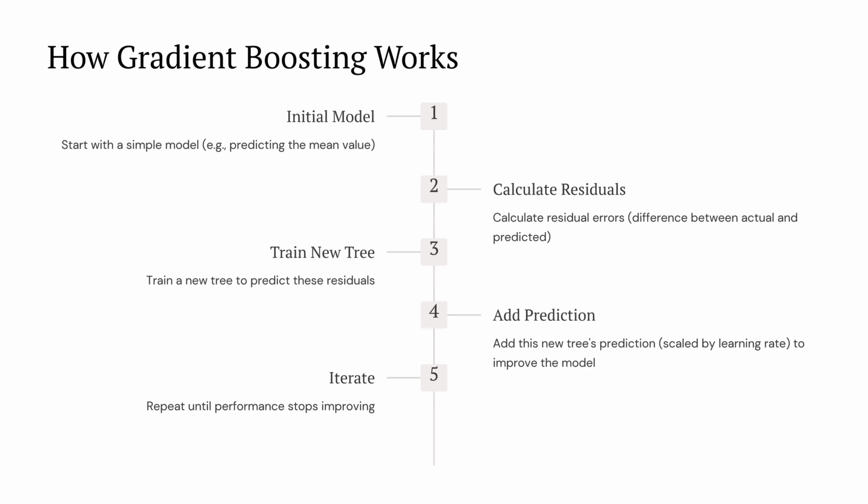Gradient boosting starts with a simple model. It calculates the errors and trains a new tree to fix them. Then it adds the new prediction to improve results. This process repeats again and again until the model stops getting better.